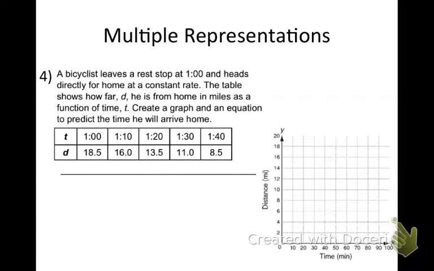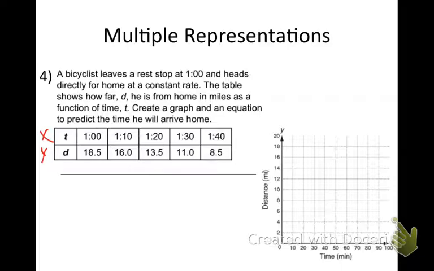Let's try another one here. A bicyclist leaves the rest stop at, I think we're going to say that's 1 o'clock, and heads directly home at a constant rate. The table shows how far D he is from home in miles as a function of time t. Create a graph and an equation to predict the time he will arrive home. So as I look at my graph down here, time in minutes is my what value? X. So time is my X value. And then the distance is my Y values.